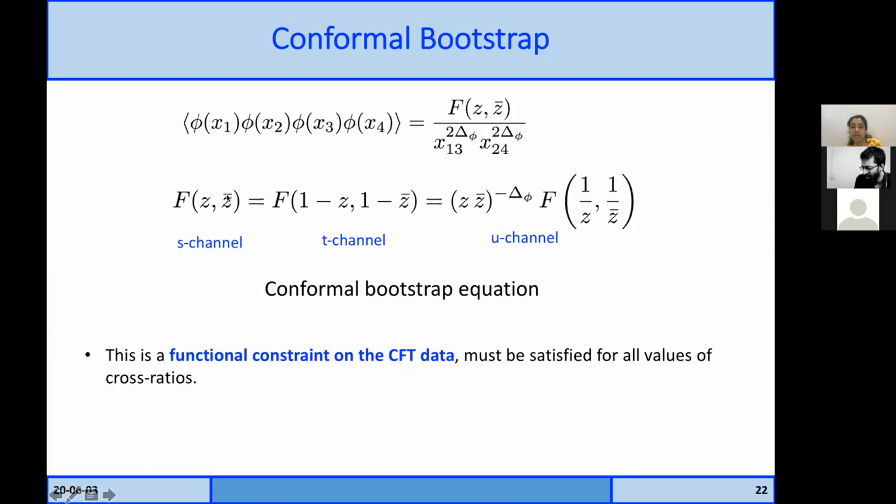And similarly, you can go from the S channel to the U channel by changing Z and Z bar to 1 over Z and 1 over Z bar. So this is the associativity and the crossing symmetry, which is the conformal bootstrap equation. This is the equality of the 3 channels. Now, this is a functional constraint on CFT data, and it must be satisfied for all values of the cross ratio Z and Z bar.